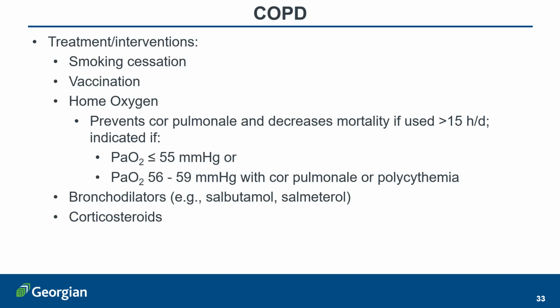Home oxygen therapy is indicated if the PaO2 is less than 55 millimeters of mercury, or if there is evidence of cor pulmonale or polycythemia if the PaO2 is between 56 and 59 millimeters of mercury. In addition, the drug therapy for COPD includes bronchodilators such as salbutamol, that's a SABA, and the LABA would be salmeterol, as well as corticosteroids to tamp down the immune response and inflammation.